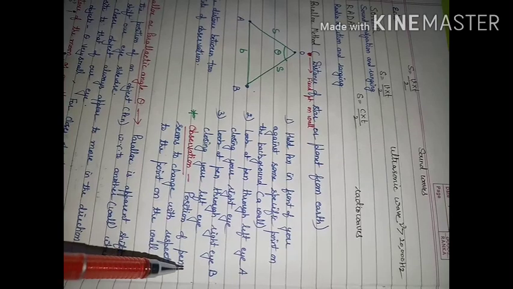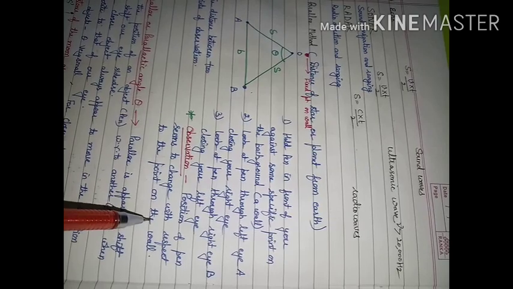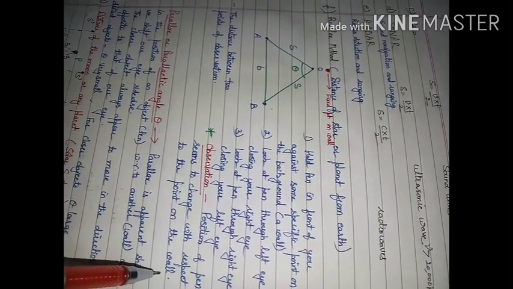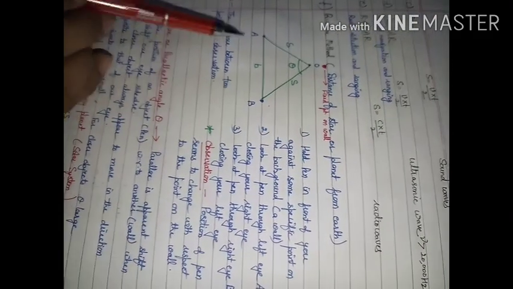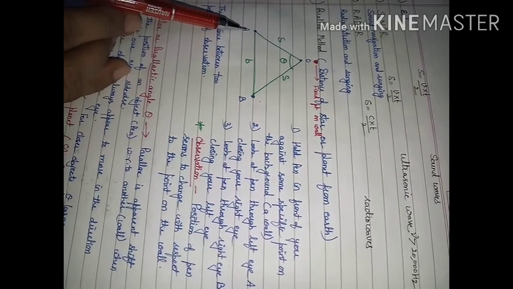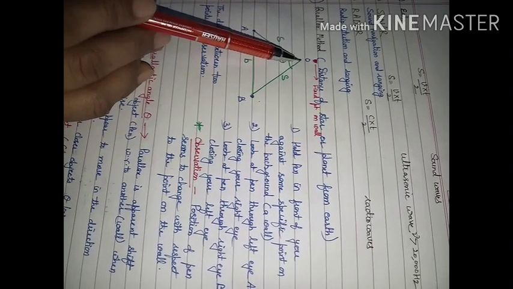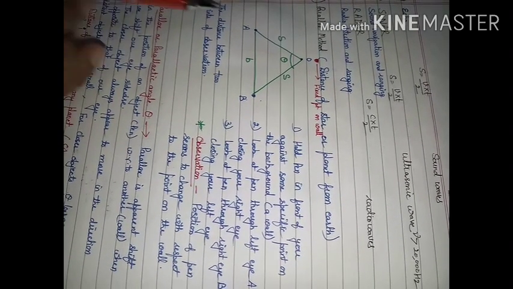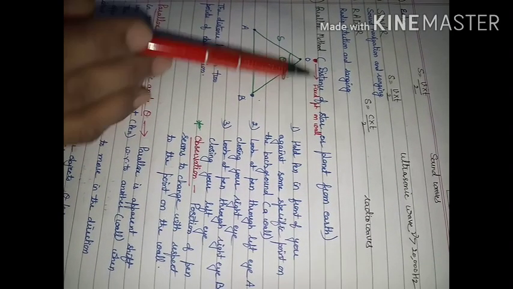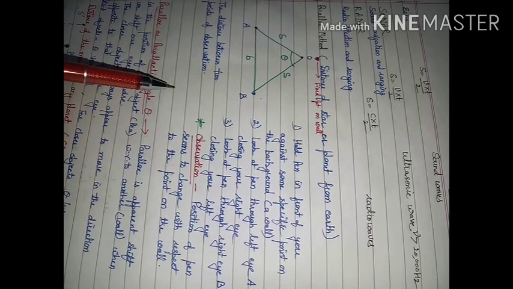What will you observe? You will observe that the position of the pen seems to change with respect to the point on the wall. If you look towards the pen from the right eye, then the pen appears to be shifted towards the left side. And if you see from the left eye, then the pen appears to be shifted towards the right. So this will be your observation.